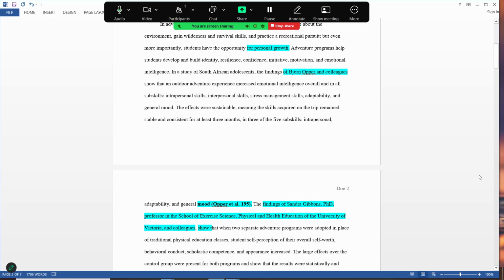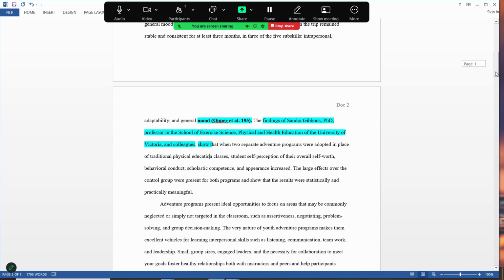When two separate adventure programs were adopted in the place of traditional physical education classes, students' self-perception of their overall self-worth, behavioral conduct, and scholastic competence and appearance increased. Note this little comma right here before the and. We call that an Oxford comma. Just know it exists, and know that when you're listing many different items in a sentence, and right before that last item you put an and, this is something we learned in 3rd grade, right? Well, what I'm asking you to do now is to add a comma right here before that and. Again, it's become more and more grammatically correct.